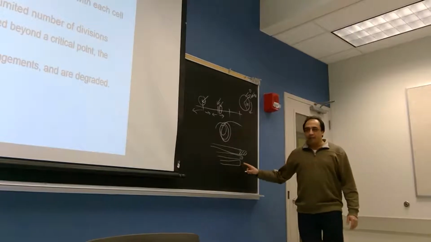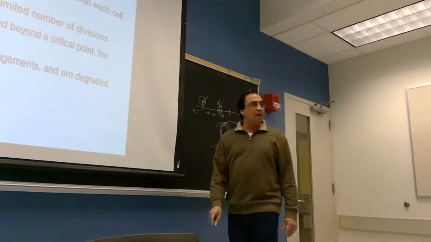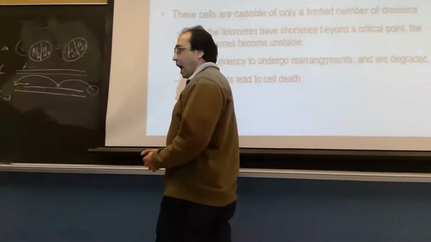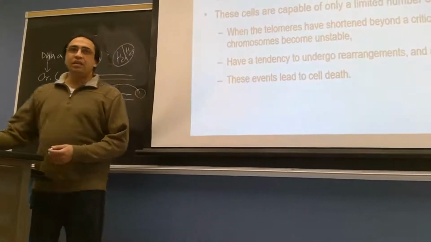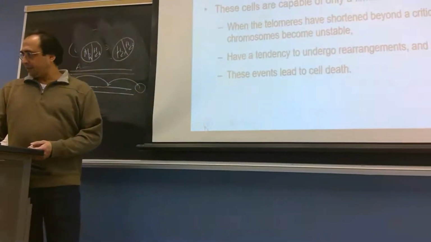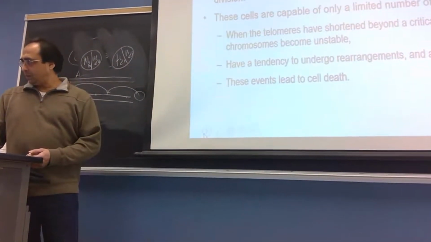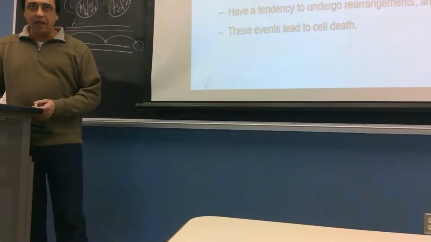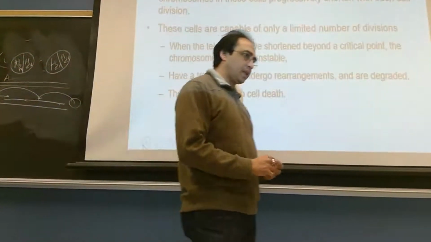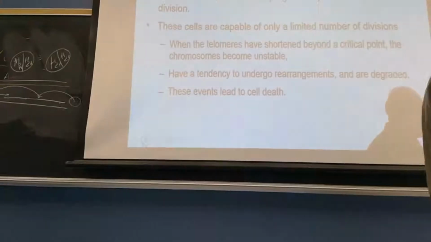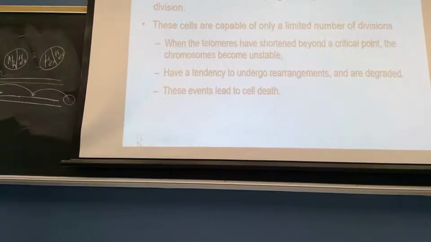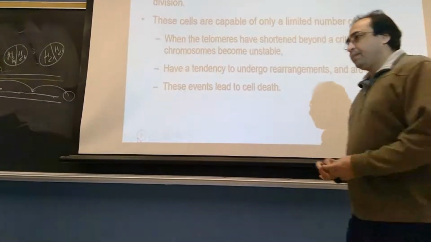In such a case, the original DNA, the original genes, could be damaged, and it can even lead to cell death. This is definitely associated with aging. So the shortening of chromosomes in somatic cells can lead to cancer. That is aging and cancer. Okay.